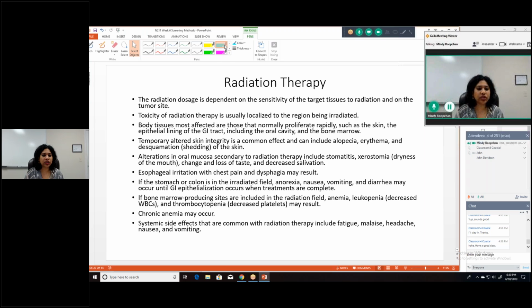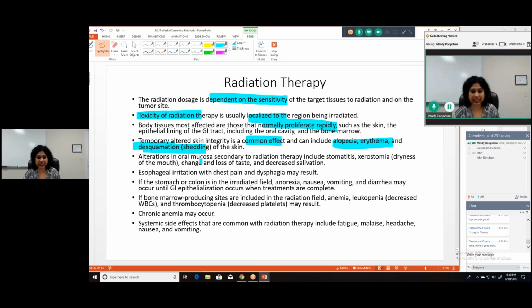So radiation dosage is dependent on the sensitivity of the tissue that you're targeting and the tumor site. So toxicity of radiation is localized to the region being irradiated. Body tissues that are affected are those that normally proliferate rapidly: the skin, the epithelial lining of the GI tract. Temporary altered skin integrity is common and includes alopecia, erythema, and also shedding, desquamation of the skin.